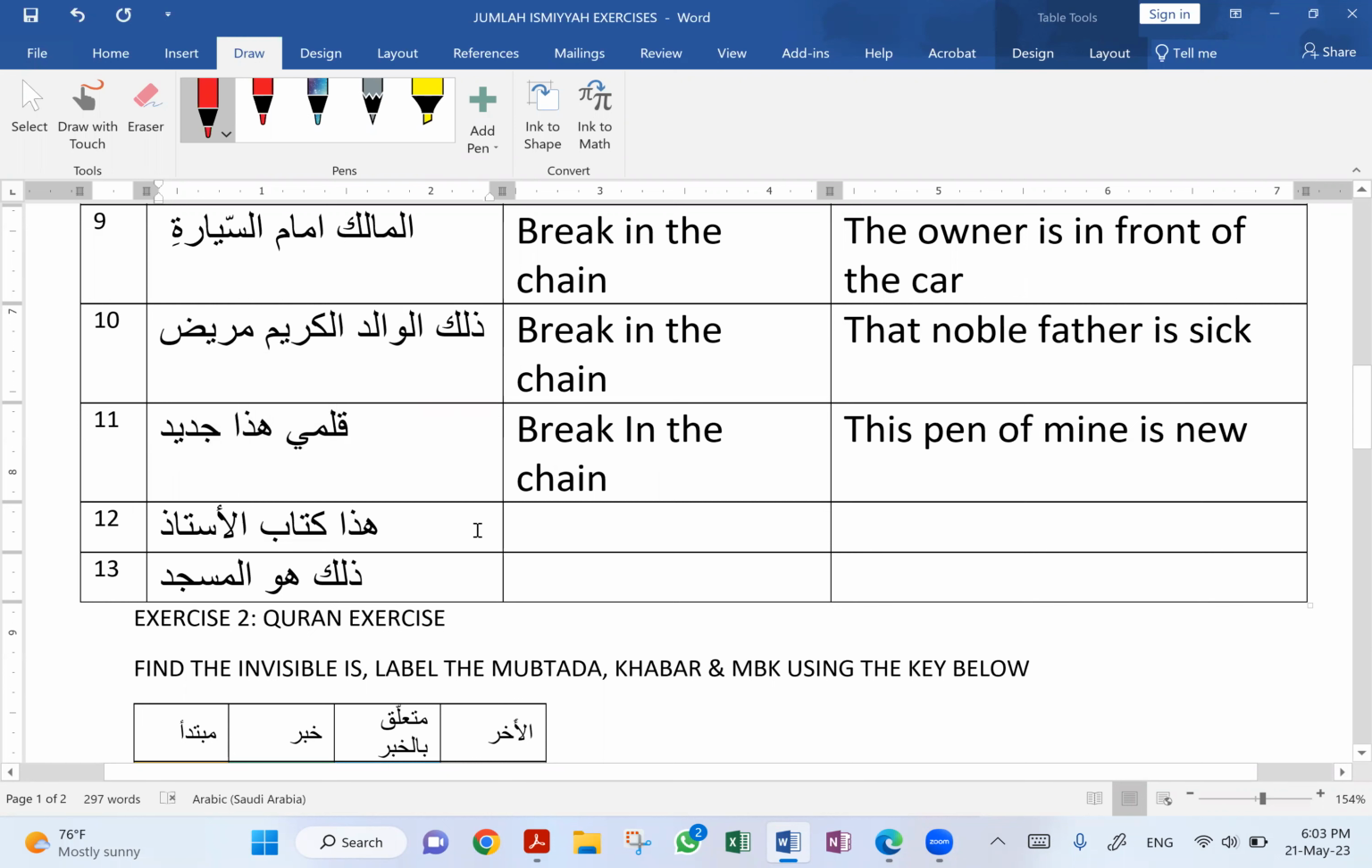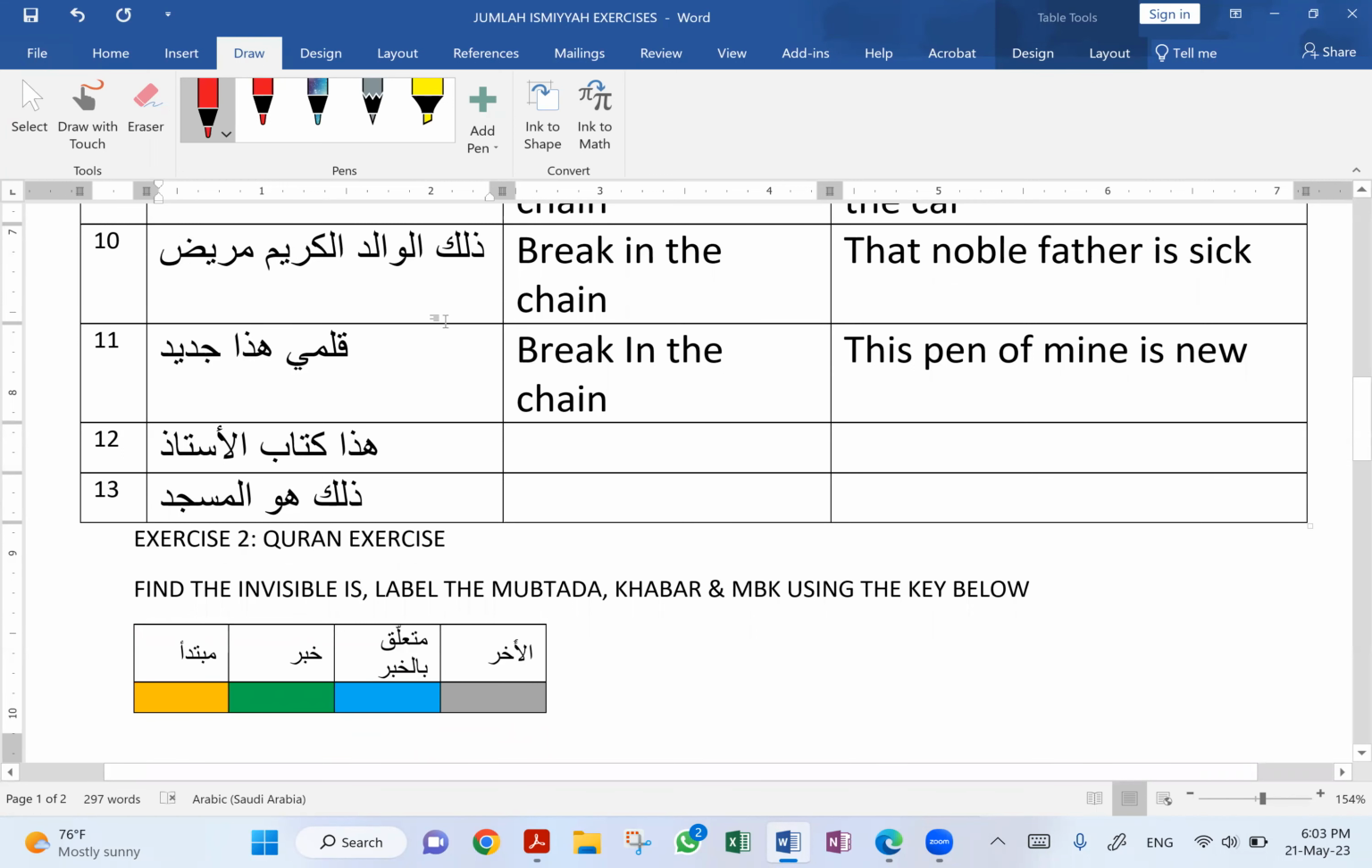Okay. Good. We are revising a lot of concepts at the same time, alhamdulillah. Who wants to read number 12? Can I read, ma'am? Yes. Sister Ella? Yes, please. Hadha kitabul ustazi. So where do we put the invisible is? This is the hadha. It's a break of chain. Hadha, this is the book of Ustad.